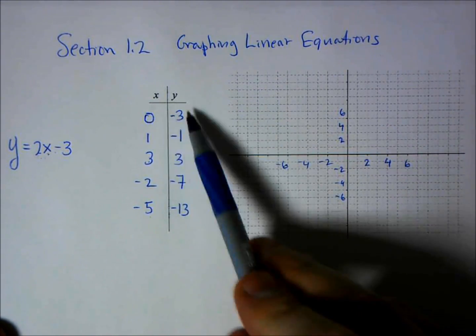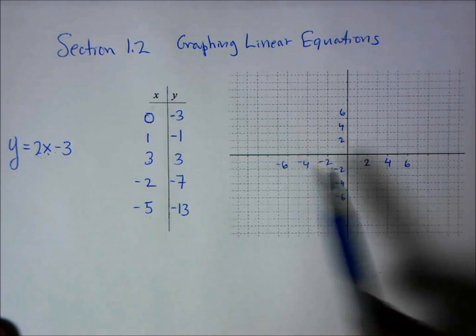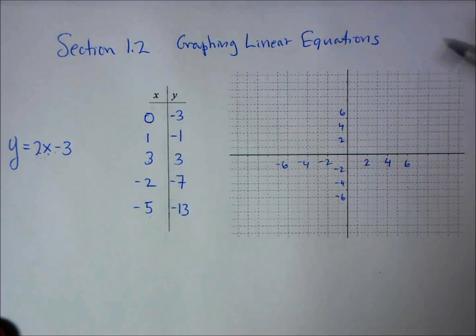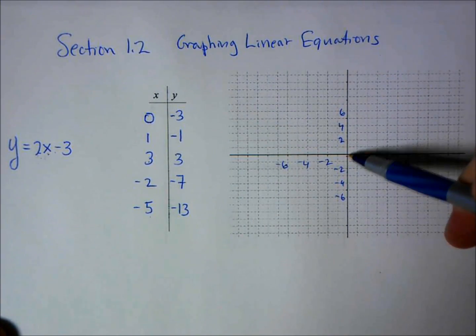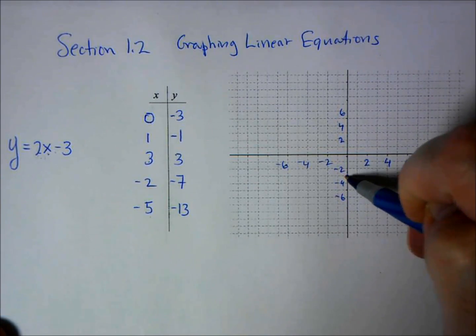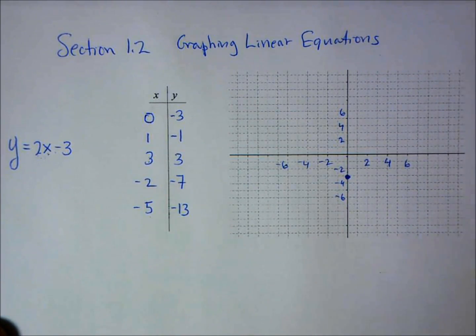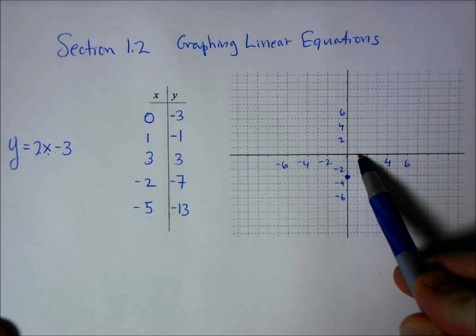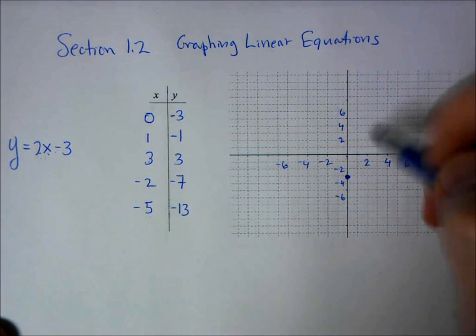Now we mark. And hopefully you remember how to graph points like this. X is the left and right, and Y is the up and down. So X being 0 means I start right at the origin, and Y being negative 3 means I go down 3 from there. 0, negative 3 is right there. 1, negative 1, I start at the origin, which is here. 1 to the right, negative 1 down. It's right there.